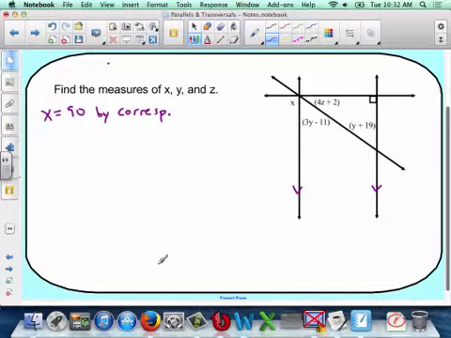All right, so yes, well done, Ivan. X is 90 by corresponding angles. Again, that's really important. We understand that that's 90. I want to hear some other suggestions here. Where do we go from here? So x is 90. What's next?